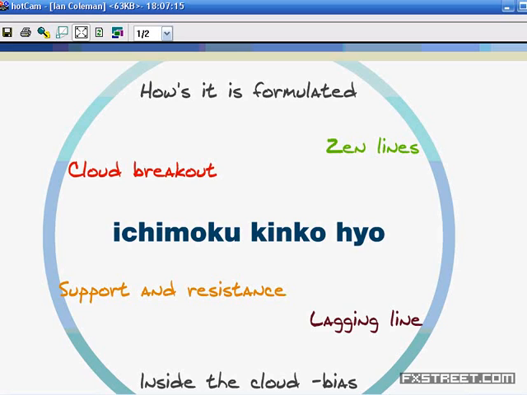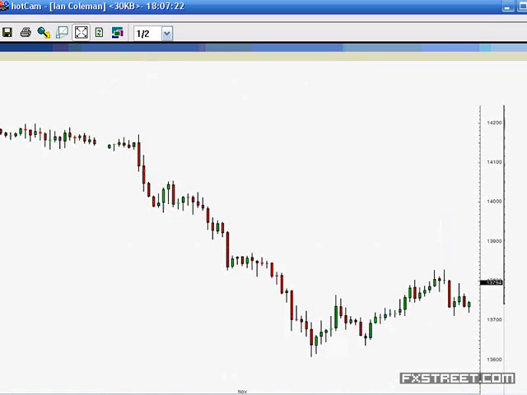But my bias will still be to the downside, and I might just use it as a better entry level. So we're just going to start off with a vanilla chart, a plain chart. This is going back to the end of last year. It's euro dollar, where the price is up around 1.38, and we're just going to overlay Ichimoku onto it.